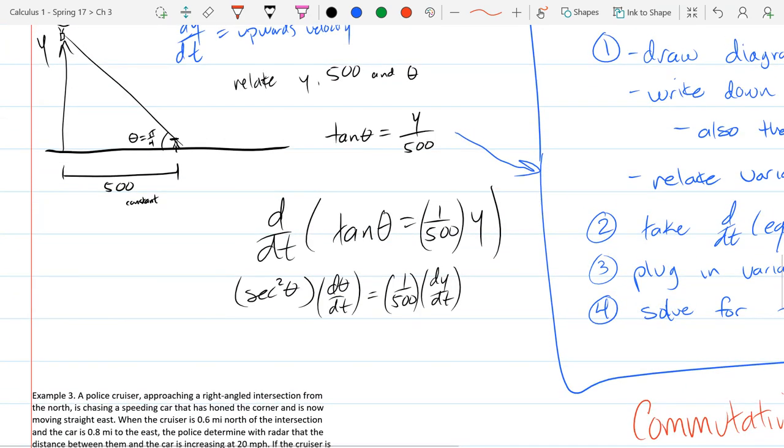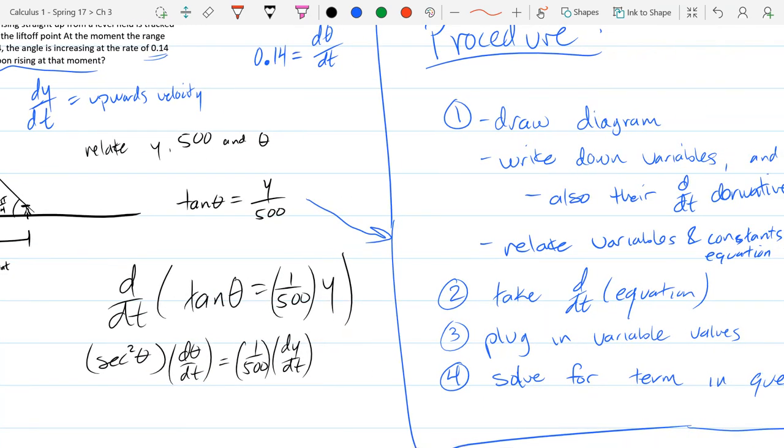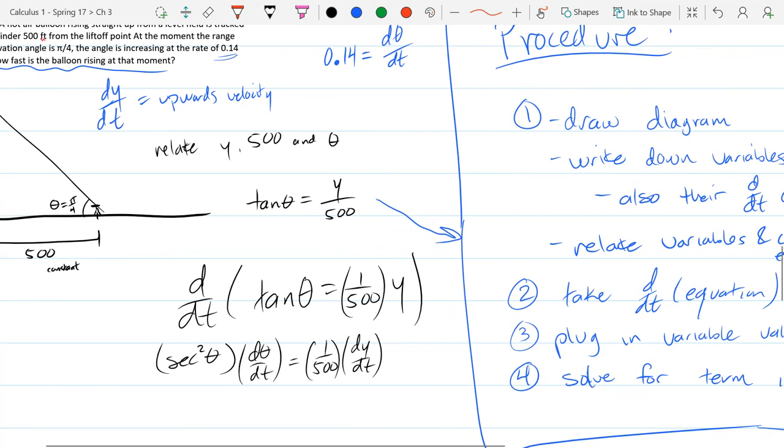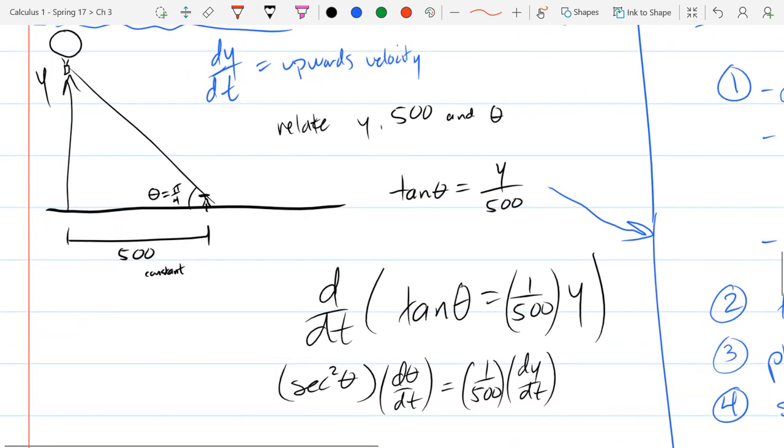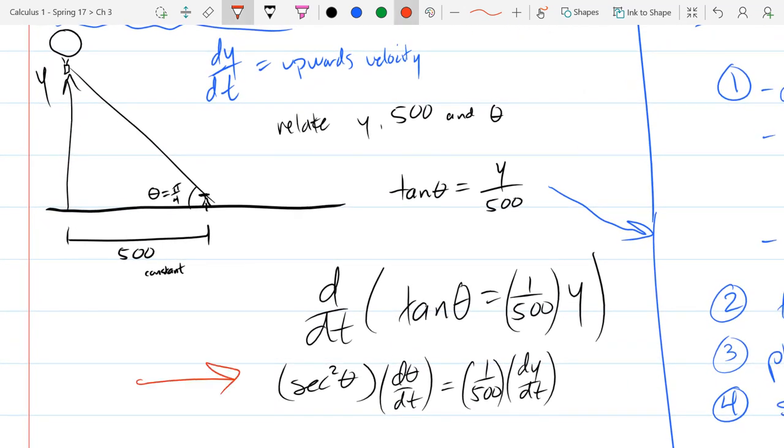So we related everything together. We took our derivative. So we're going to plug in the values now. So I know theta. Do I need to know the y value? Just looking down here, do I actually need to know the y value? Is y even appearing in here?